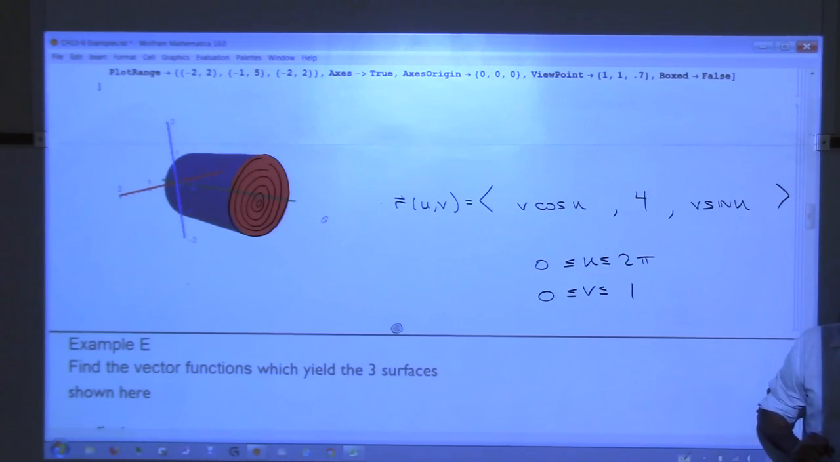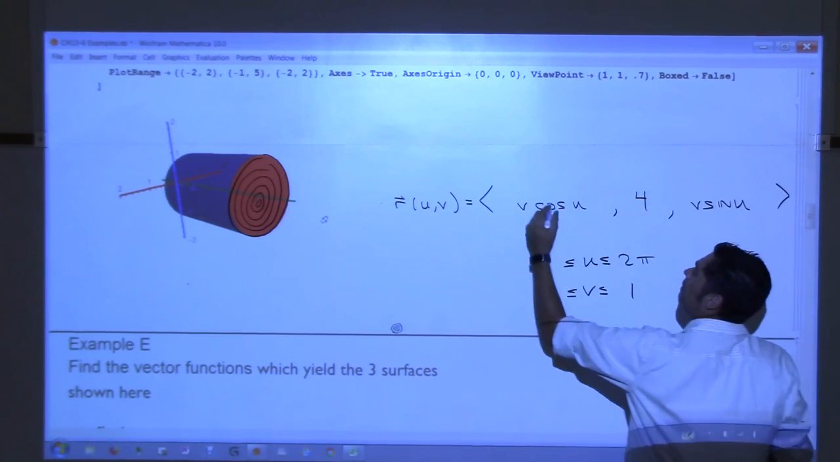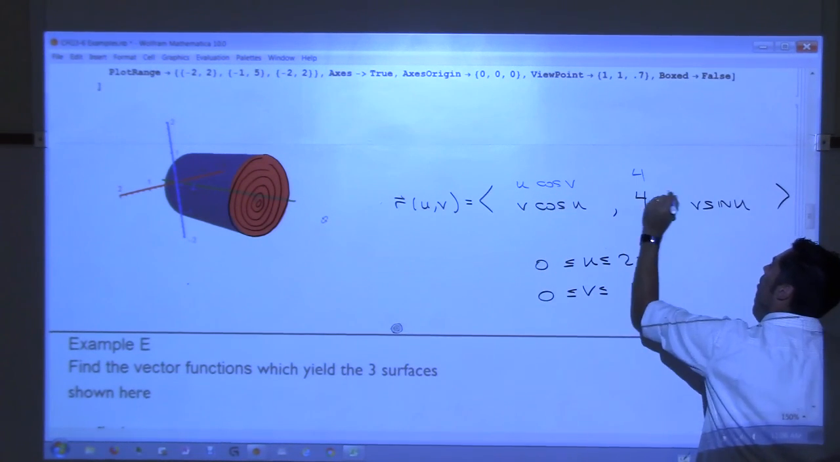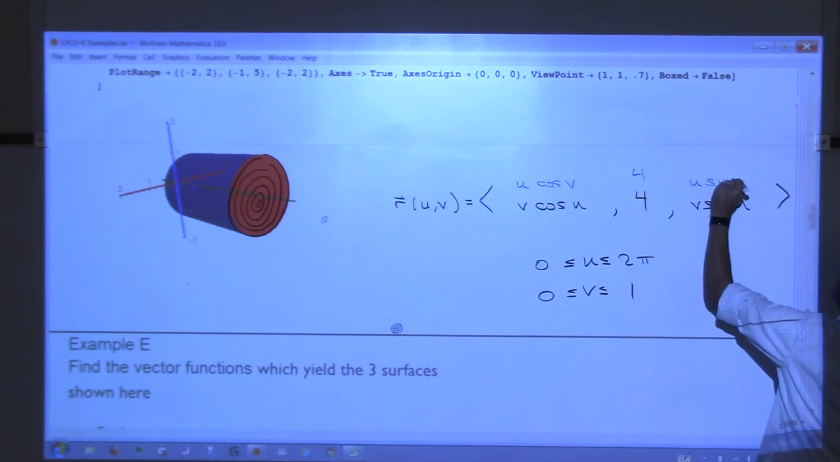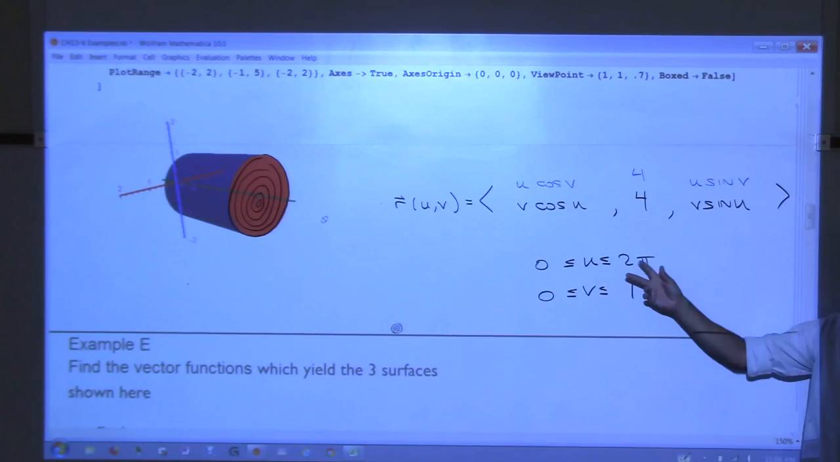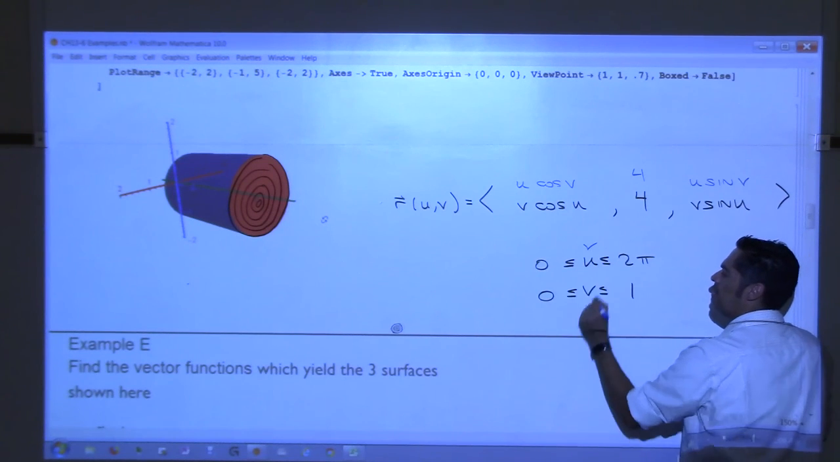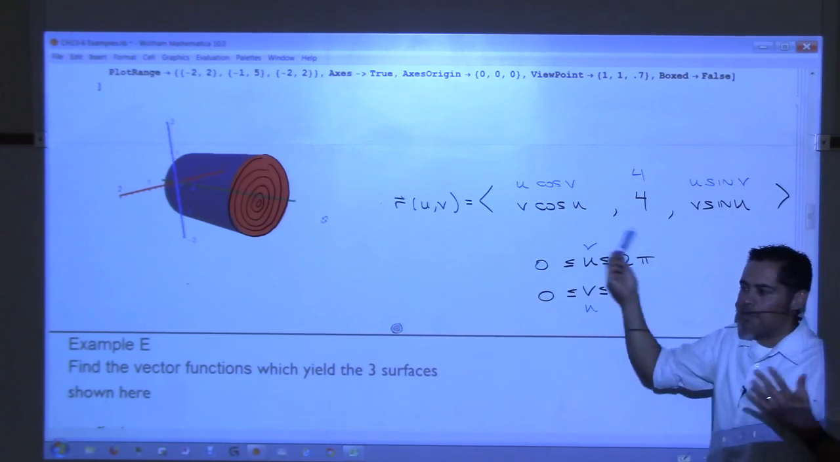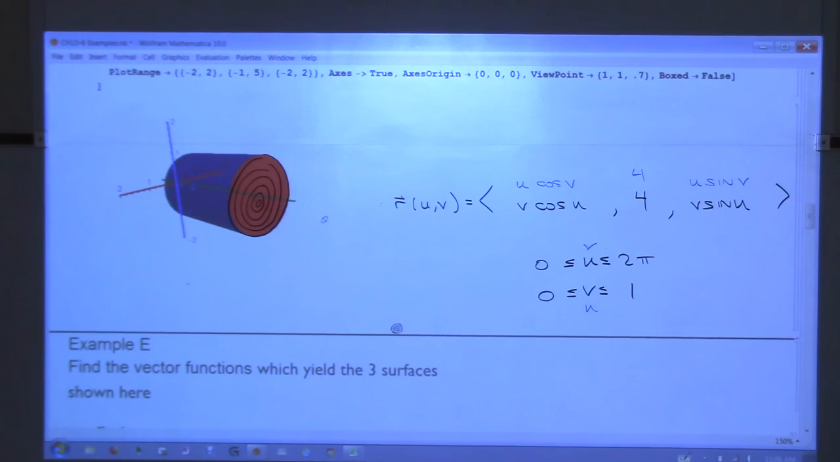Yes? Yes. Now, just so we're all clear, could you have done this? u cosine v, u sine v, and would that be the same thing? As long as you switch these around, make this one your v and this one your u, then it's okay. So you have the freedom to control those variables. There's nothing that says u has to be the angle and v has to be the radius. Two variables, you get to do what you want with them.